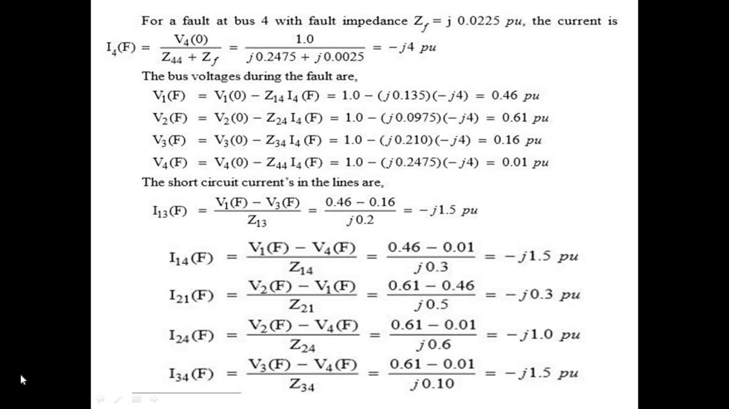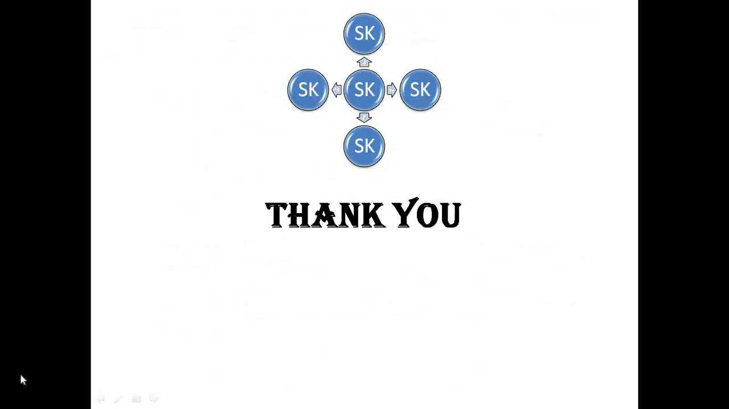Then I21 is equal to V2 minus V1 divided by Z21, that is equal to 0.61 minus 0.46 divided by j0.5, equal to minus j0.3. Then I24 is equal to V2 minus V4 divided by Z24, equal to 0.61 minus 0.01 divided by j0.6, that is minus j1.0 per unit. Then I34 is equal to V3 minus V4 divided by Z34, that is equal to 0.16 minus 0.01 divided by j0.10, that is equal to minus j1.5 per unit. Thank you.